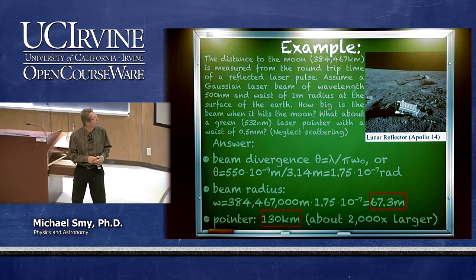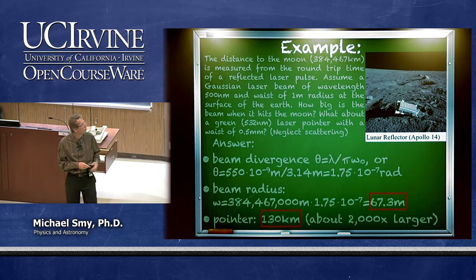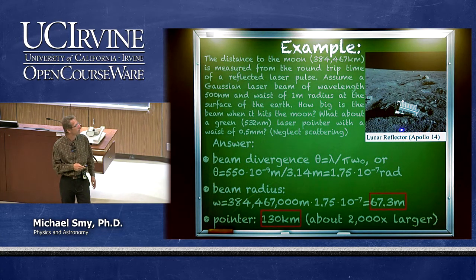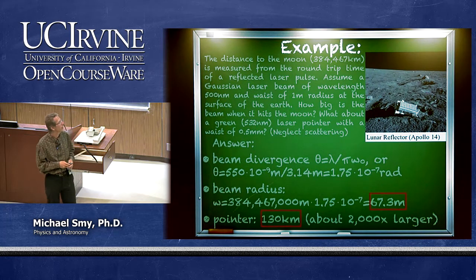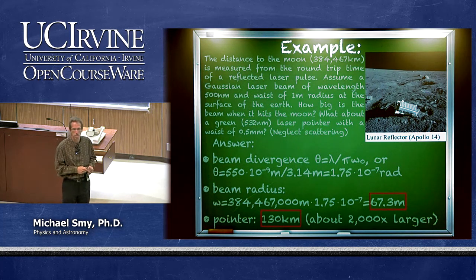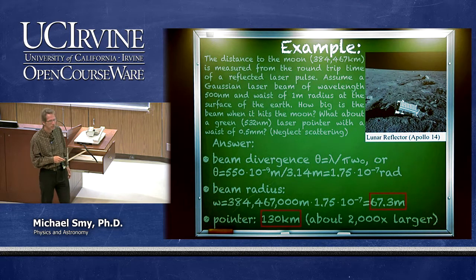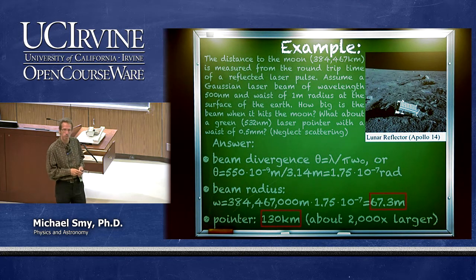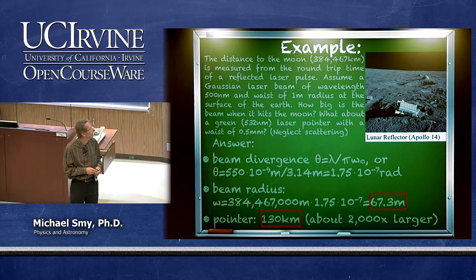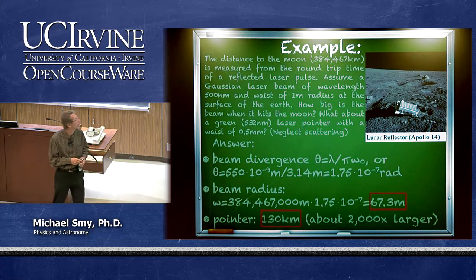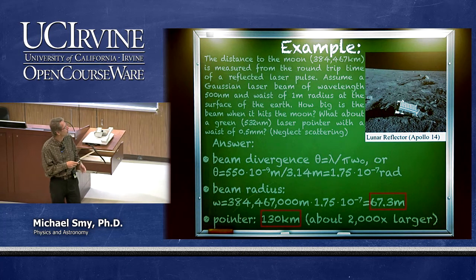A somewhat famous example. The Apollo 14 mission left an optical reflector on the lunar surface. And that reflector can be used to measure the distance between moon and Earth very, very precisely. And what one does is one shoots a laser beam up to the moon, then it bounces off that reflector and then is observed back on Earth. And from the time delay of that laser pulse, you infer the distance. If we assume that the laser has a wavelength of 500 nanometers and a waist of 1 meter radius at the surface of the Earth, the question is how big from diffraction alone would be the spot size of that laser on the lunar surface?